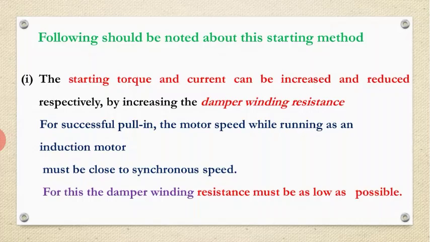Further, for damping hunting oscillations, the damper winding resistance must be low. So again there is a contradiction between the high and low resistance. We have to choose the damper winding resistance to provide a compromise between these two points, depending upon the starting torque and the oscillations. For starting torque, the damper winding resistance must be high.